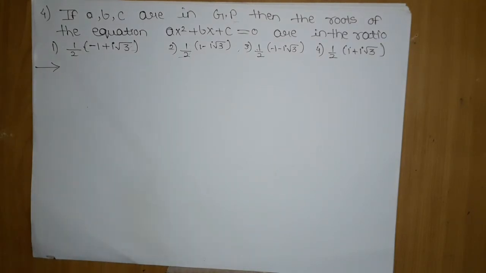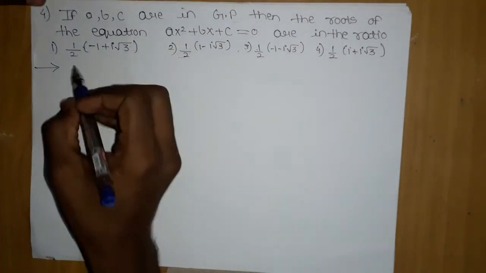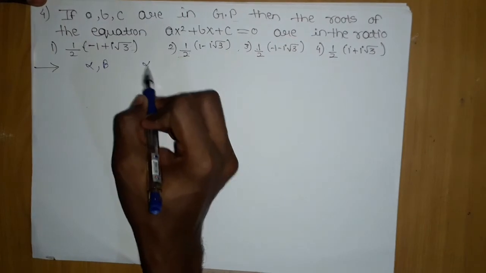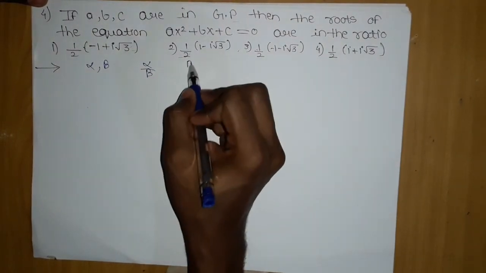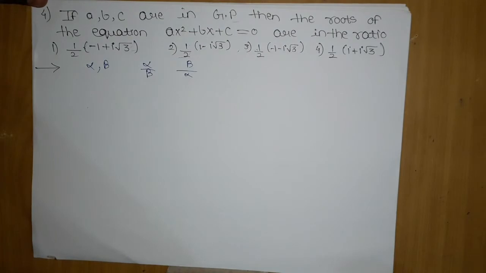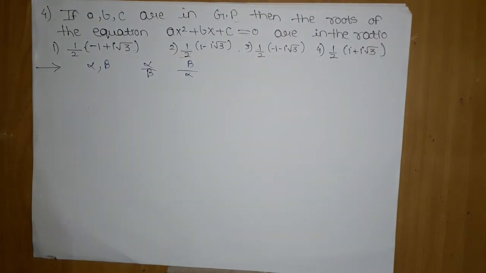JEE Advanced level questions are like that only. You should use your basic logic. The logic you will use here is this: have they asked me to find alpha by beta or beta by alpha? They have not said this, so this indirectly gives you a hint that this is a multiple correct question and you should be alert. If the roots are alpha and beta, then the ratio can be alpha by beta or beta by alpha, so two answers will exist.